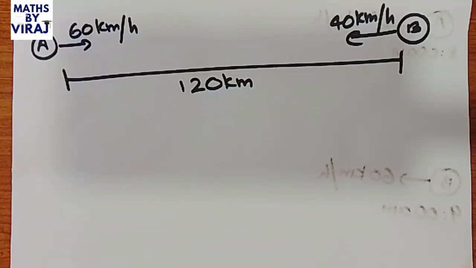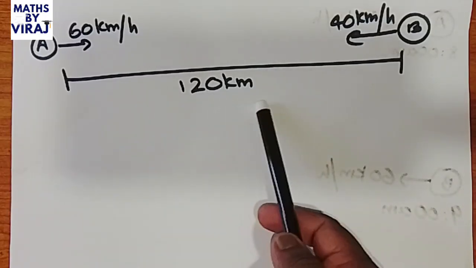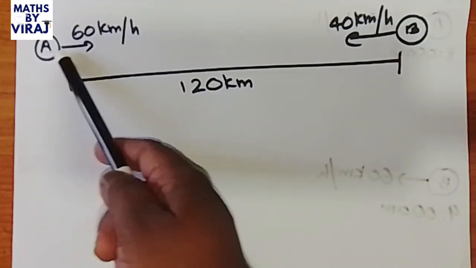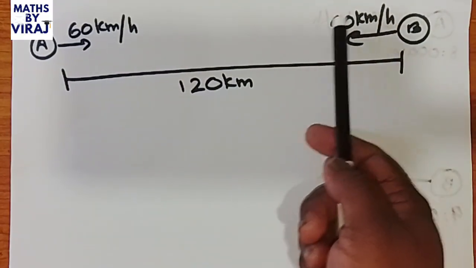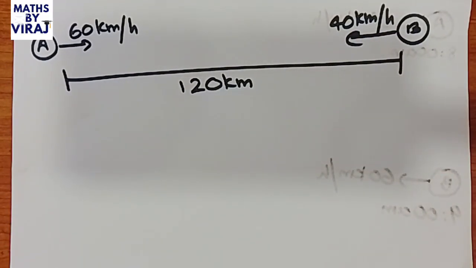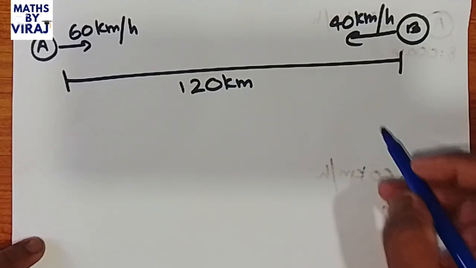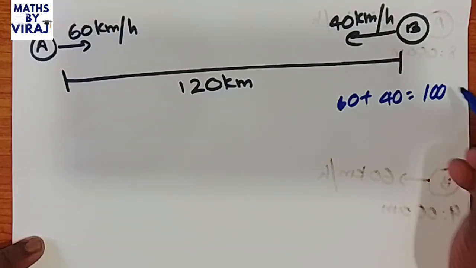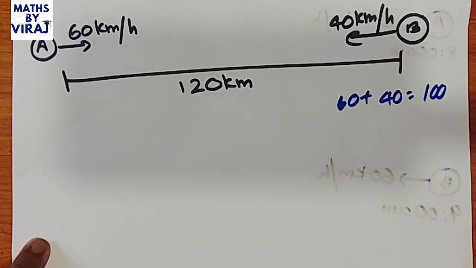What if two vehicles were to move towards each other? Over a distance of 120 kilometers, one vehicle moves at a speed of 60 kilometers per hour, the other moves at a speed of 40 kilometers per hour. Now, what do we do? Children, you should understand that if the objects are moving towards each other, we add the speeds. We add the speeds, right?